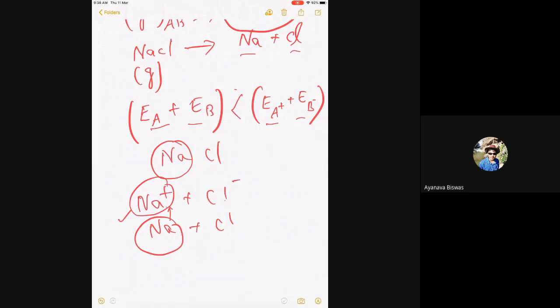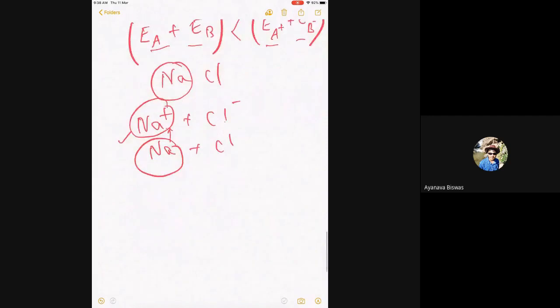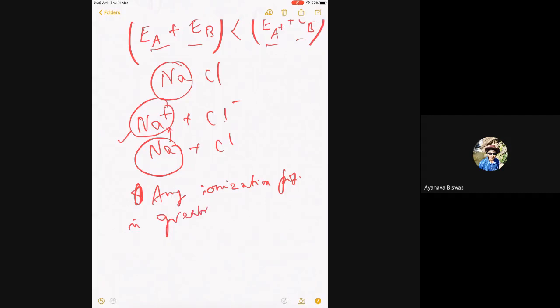Hello? Yes, but this difference will be higher. So the point is that any ionization potential, that means even if an atom has the lowest ionization potential, is greater than any electron affinity of an atom. I'm talking of only atoms in the periodic table.